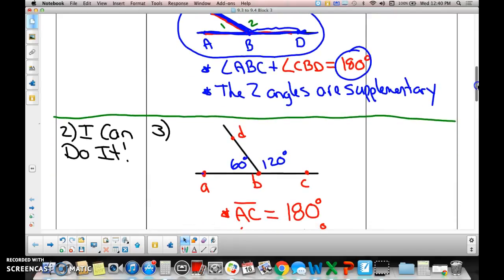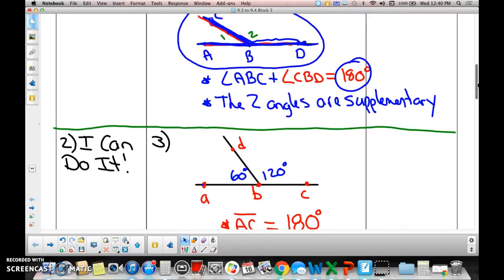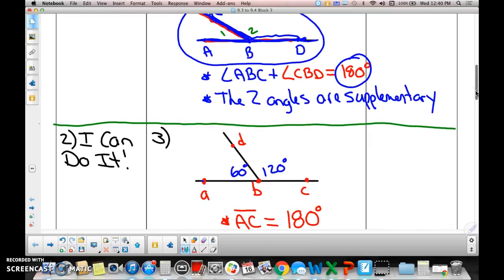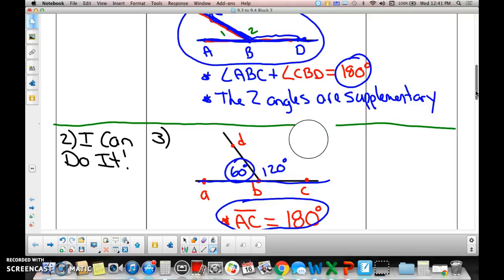Look at this example right here. Number 3. We said that this straight line, ABC, equals 180 degrees, right? And I told you that AC is 180 degrees, right? And I told you that this angle right here was 60 degrees, right? Because I didn't tell you what this angle was, you had to calculate it. How? Cyrus, how did you calculate the missing angle? What did you do, Cyrus?